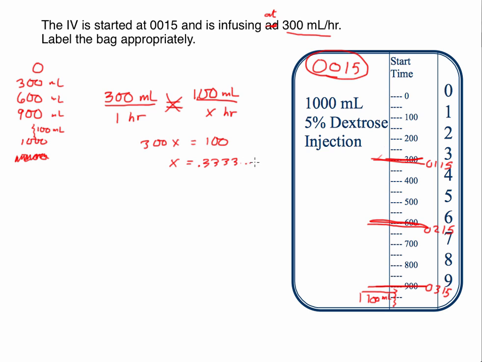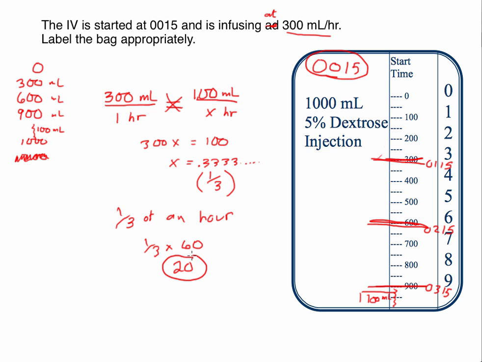And what you're going to get, if you put this in your calculator, is 0.3333, 0.3 repeating. If you were to write this as a fraction, which I would recommend, you get 1/3. So we have 1/3 of an hour. So how can I figure out what 1/3 of an hour is? Well, you can multiply 1/3 times 60, and that's going to give you the number of minutes. And what you'll get is 20.